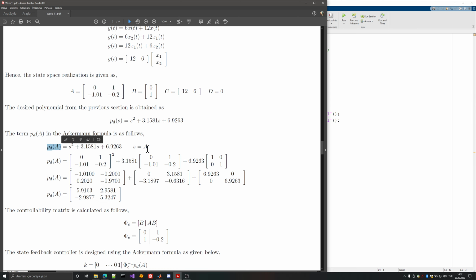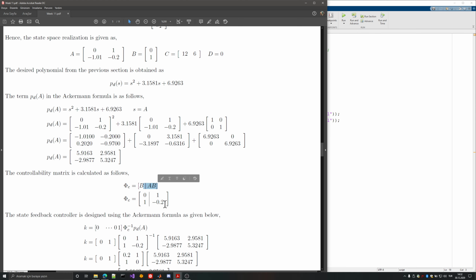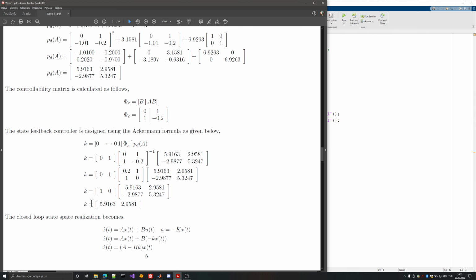We have PDA, we plug in A, we get this matrix here, and then we have the controllability matrix that looks like this. And then we use the Ackermann formula, and we get K equals this. Now, here we can clearly see the difference. The p-type controller is just one gain on its own.